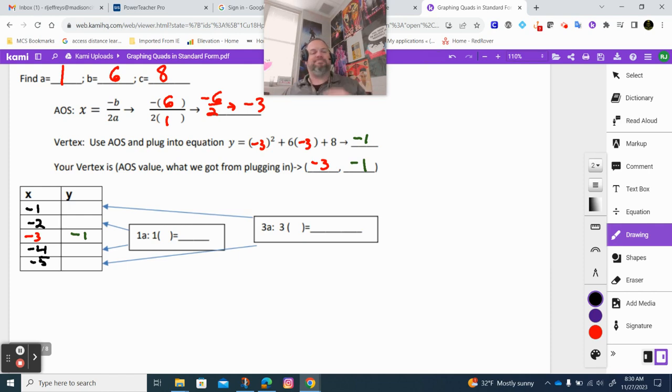Now, there's a couple ways that you can find these Y values also. If you want to, you could actually take these X values and plug them back in like we just did. Or you could use this easier way. I like this way because this way is a lot easier. I like easy. Okay. So let's look at it this way. So A is 1, right?